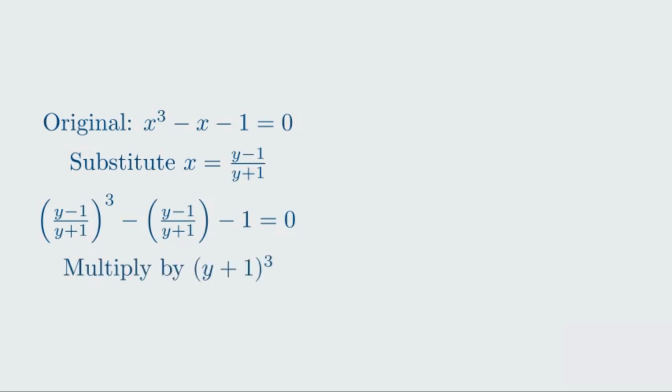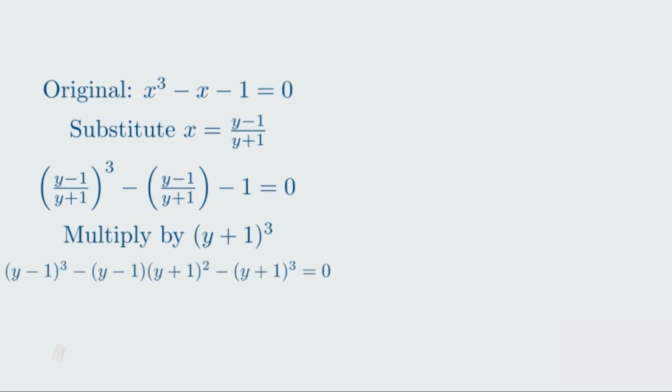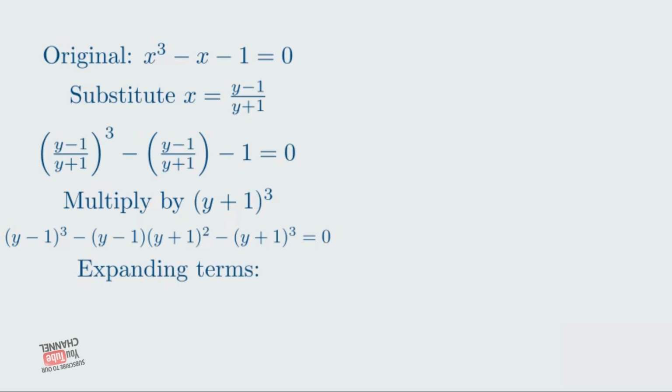To clear the denominators, let's multiply the entire equation by y plus 1 cubed. This results in y minus 1 cubed minus y minus 1 times y plus 1 squared minus y plus 1 cubed equals 0. Now we need to carefully expand these terms. Let's do them one by one.